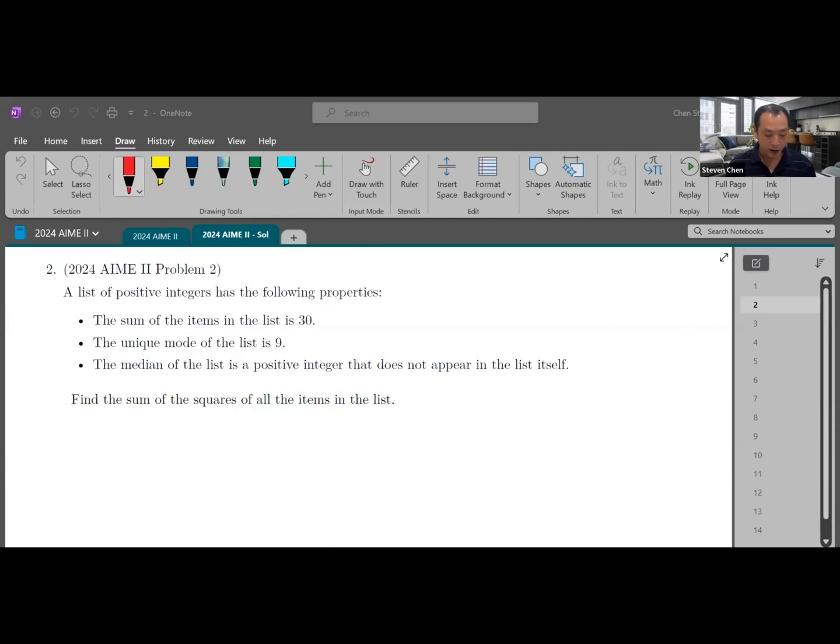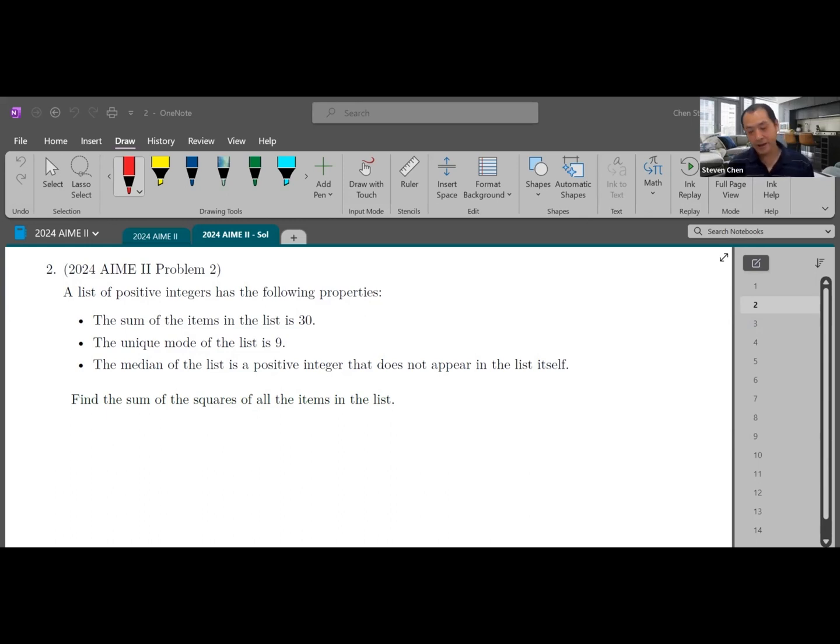Now let's look at 2024 AIME II Problem 2. This problem asks us to determine a list of numbers satisfying the given three conditions. First, the sum of items in the list is 30. Second, the unique mode is 9. Third, the median is an integer, but it doesn't belong to this list.